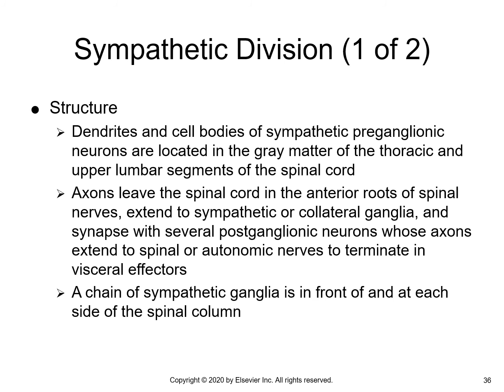Structure: the dendrites and cell bodies of the sympathetic preganglionic neurons are located in the gray matter of the thoracic and upper lumbar segments of the spinal cord. Axons leave the spinal cord in the anterior roots of spinal nerves, extend to sympathetic or collateral ganglia, and synapse with several postganglionic neurons whose axons extend to spinal or autonomic nerves to terminate in visceral effectors. So the visceral effectors are sending messages. A chain of sympathetic ganglia is in front of and at each side of the spinal column.